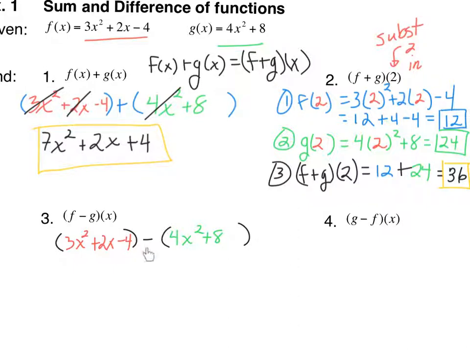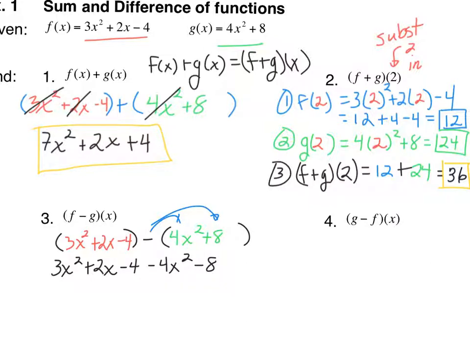Then collect like terms, except there is a reason for this negative to be here. It is really important that you distribute it all the way. If you don't use substitution parentheses, you're going to only end up subtracting the 4x squared. You're not going to end up changing the sign of this 8, and it has to be a negative 8. So we end up with 3x squared plus the 2x minus the 4, and then when you distribute this negative, you get a negative 4x squared. And when you distribute the negative here, you get a negative 8.